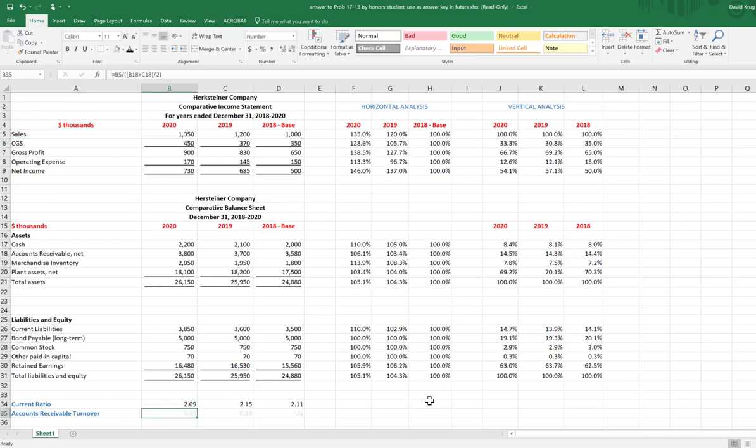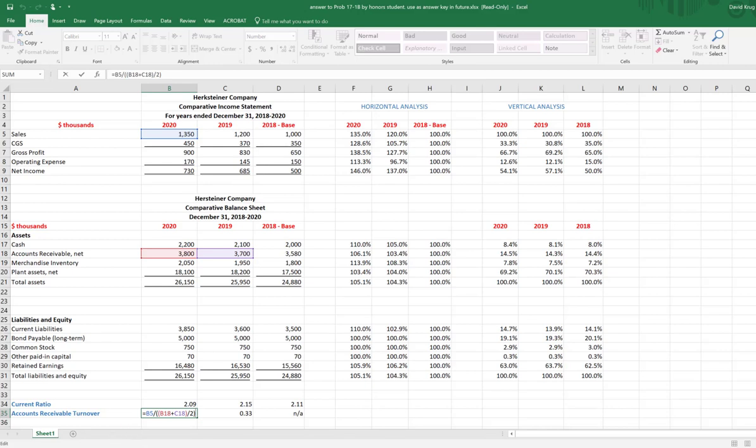Okay, let me show you what these numbers are first. I'm going to go to that cell. That is taking, and what I did, let me show you one more time, I put my cursor there and pushed F2. That is taking B5 sales divided by the average accounts receivable. Well, average accounts receivable would be these 2 numbers added together, then divided by 2.